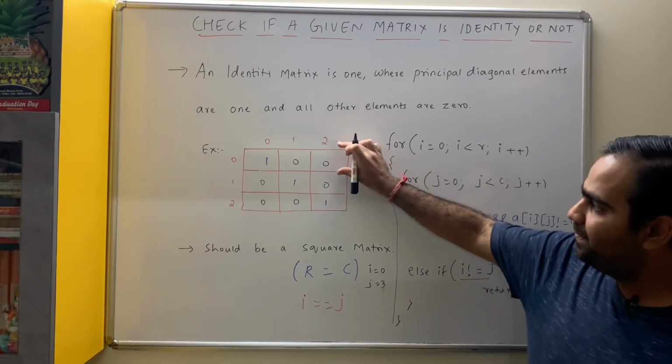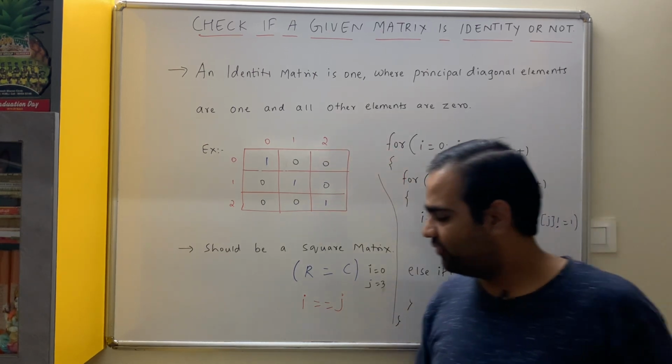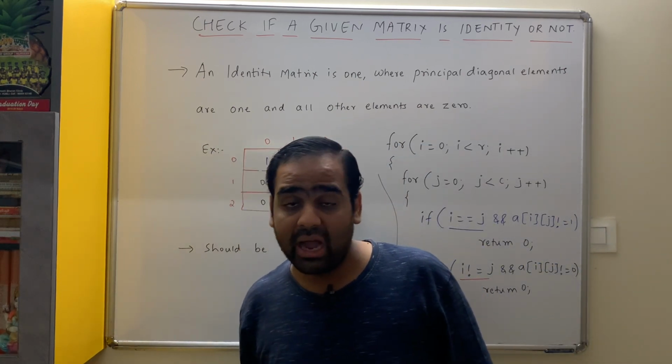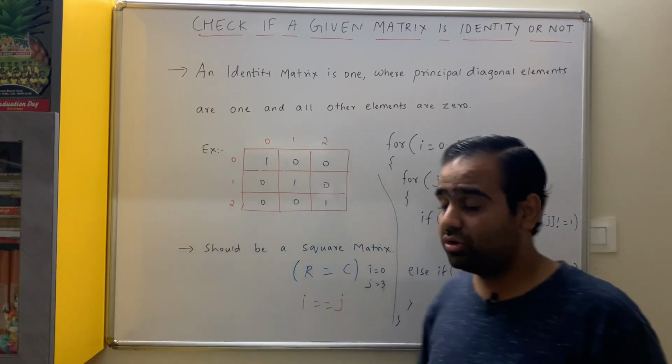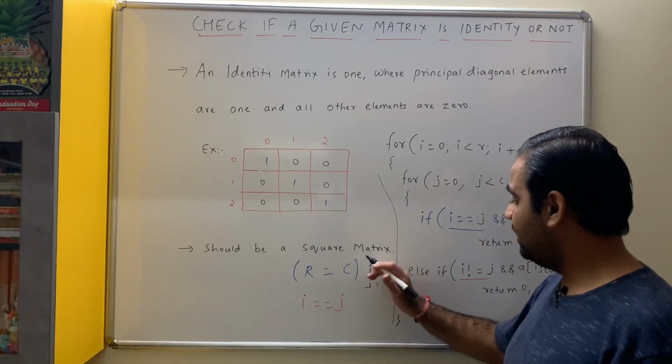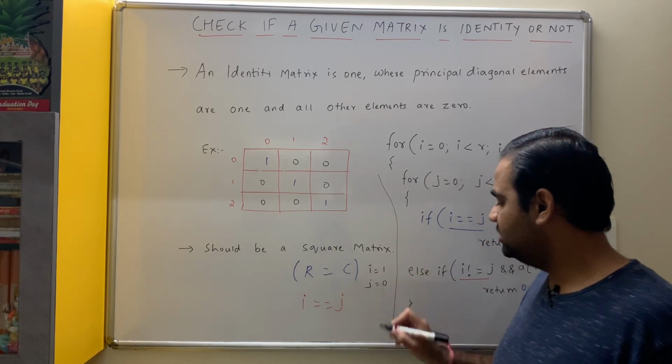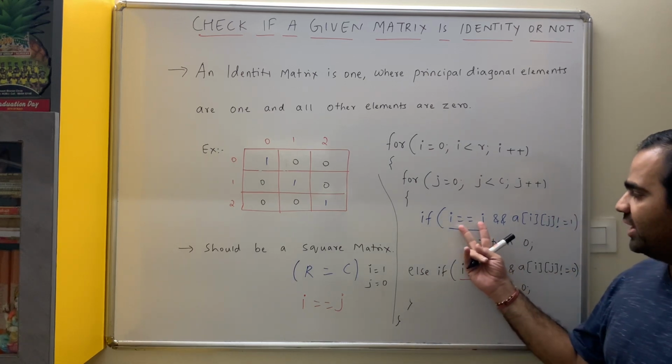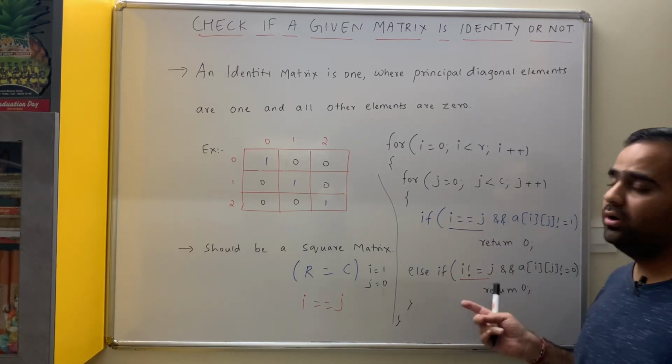You come out, that means as of now the first row corresponds to the identity matrix. The second row may or may not. Again you say i plus plus, the value of i becomes 1, j starts from 0. 1 equal to 0, no. 1 not equal to 0, yes.